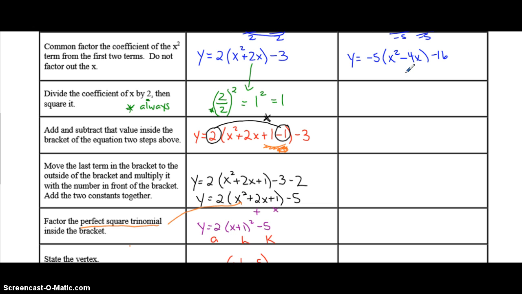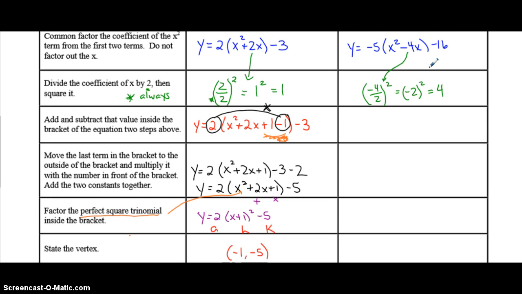Second step is we have to take this -4, divide it by 2, and square it. -4 divided by 2 is -2, and -2 squared is 4. So that 4 gets added and subtracted inside that bracket.